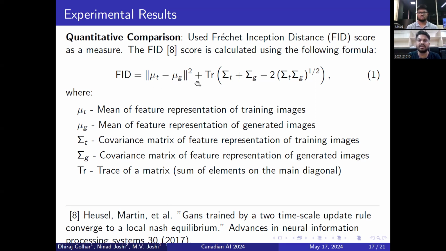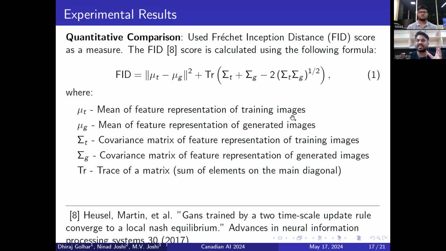norm of mu_t minus mu_g squared plus trace of sigma_t plus sigma_g minus twice the square root of sigma_t into sigma_g. Here mu_t is the mean of the feature representation of the training images. This mean is calculated as follows: first we choose one pre-trained network, VGG. First we pass the real images, some 1000 real images, to the VGG. After some layers we get features of those images. So we take the mean of those features and calculate the mean of the feature representation of the training images.